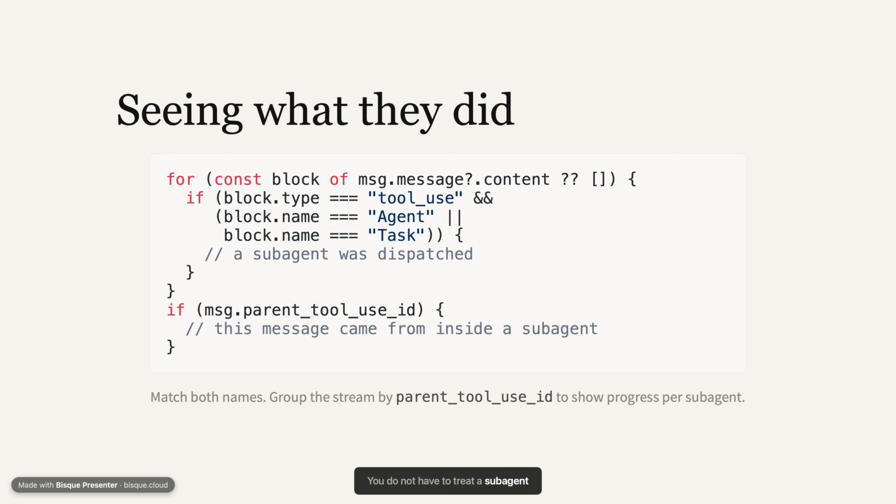You do not have to treat a subagent as a black box. In the message stream, a dispatch shows up as a tool use block named agent, or task for older releases, and every message produced inside that subagent carries a parent tool use ID. Group the stream by the ID, and you can surface live progress per subagent, even though only the final message officially returns to the parent.